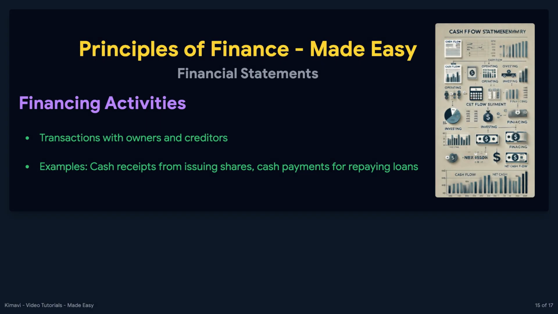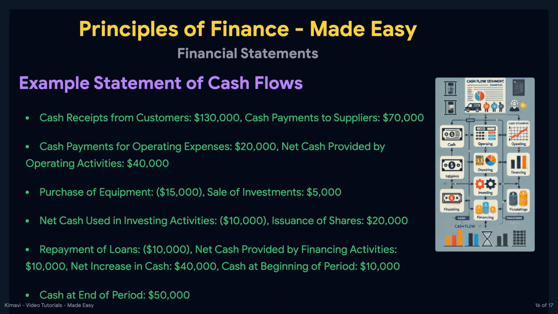Financing activities include cash flows from transactions with the company's owners and creditors. Examples include cash receipts from issuing shares and cash payments for repaying loans. Here is an example of a simplified statement of cash flows.